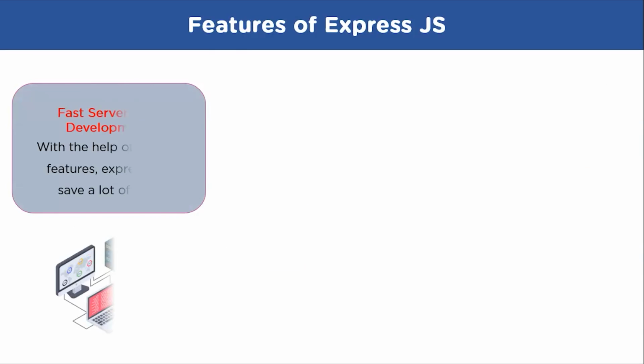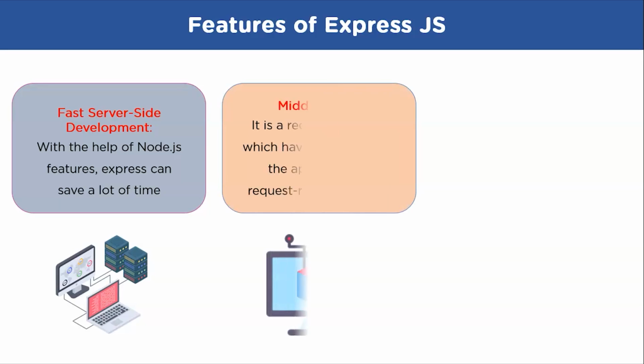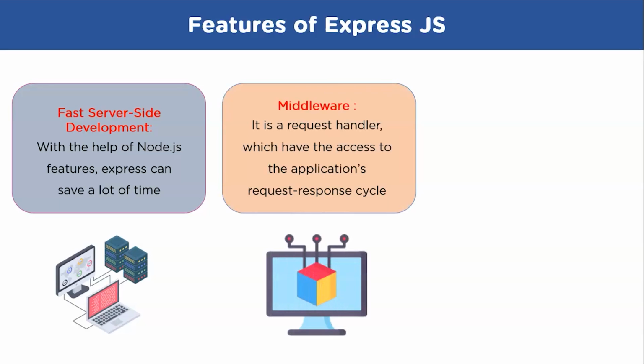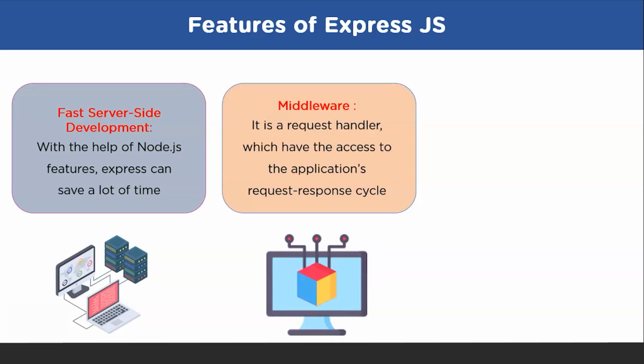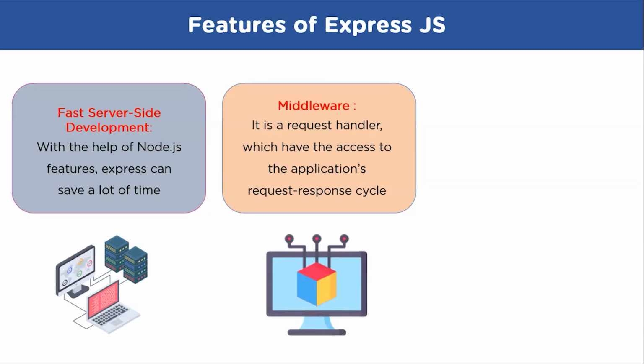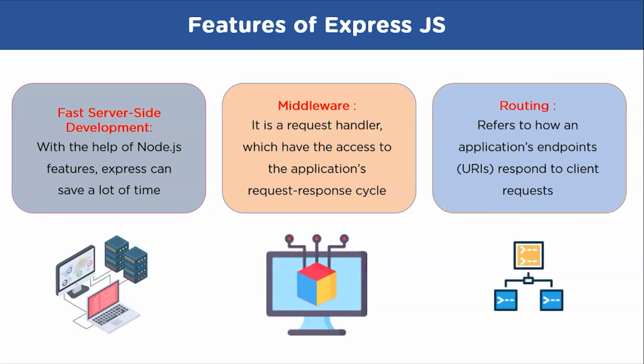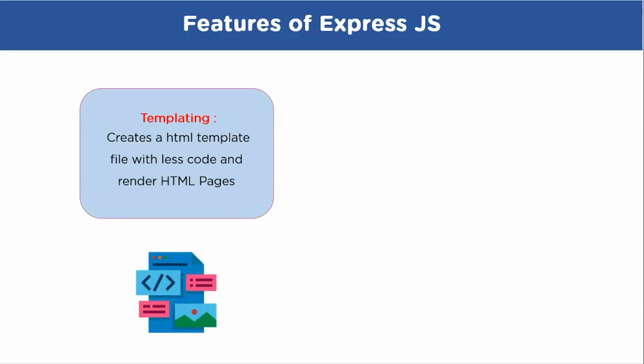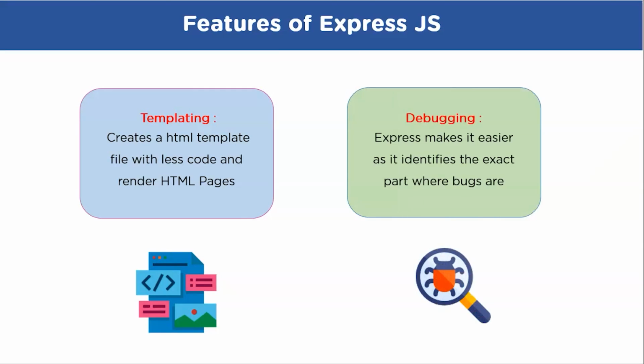First, fast server-side development. With the features of Node.js, Express saves a lot of time. Middleware. Middleware is a request handler that has access to the application's request response cycle. Routing. This refers to how an application's endpoint URLs respond to client requests. Templating. It provides templating engines to build dynamic content on the web pages by creating HTML templates on the server. Debugging. Express makes it easier as it identifies the exact part where bugs are.